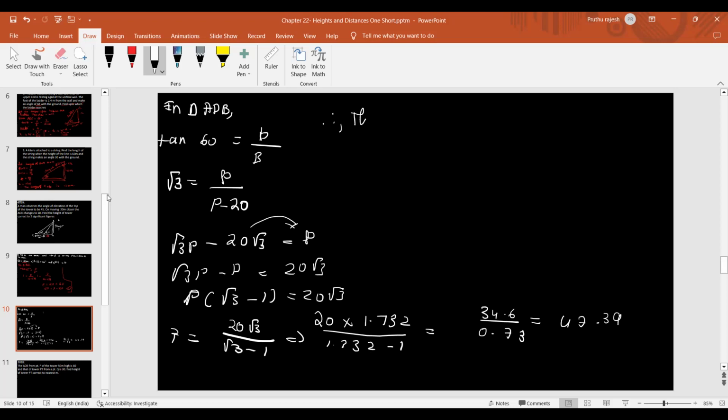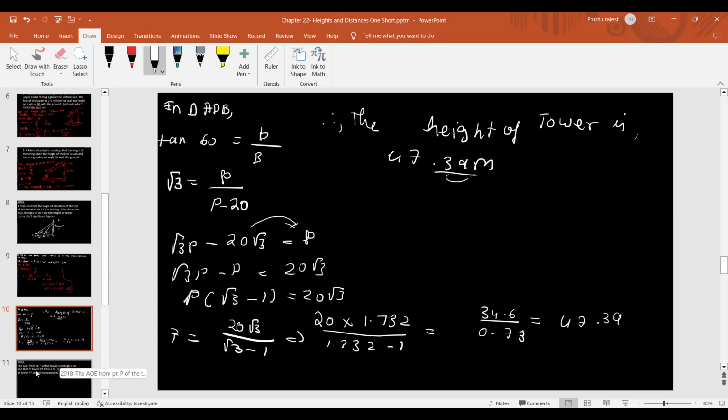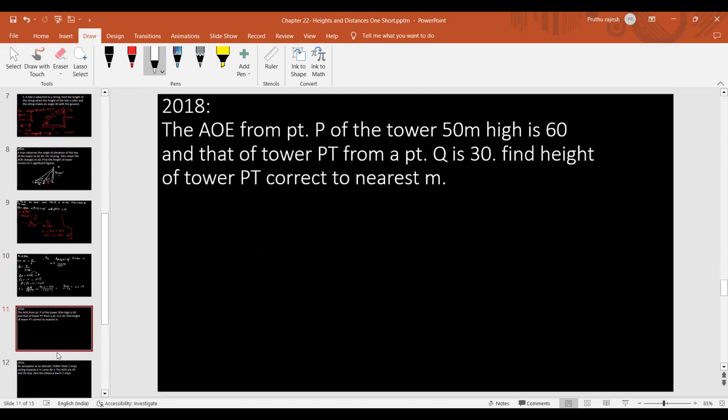Therefore, the height of the tower is 47.39 meters. Now I hope we have understood the sum clearly, and now let us move to the next question.